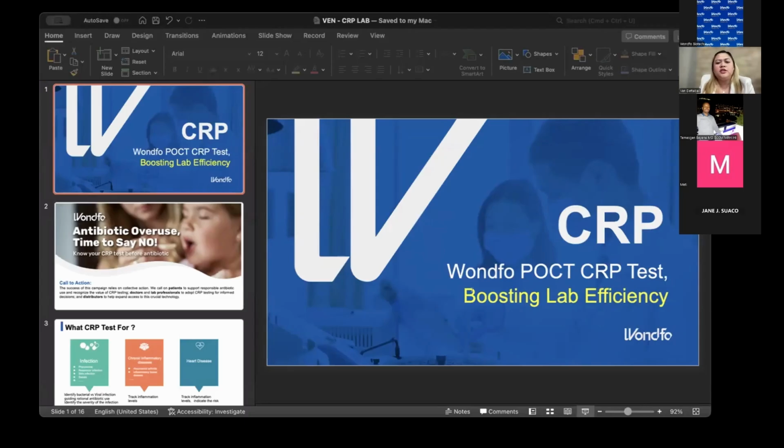So traditional CRP testing takes hours, sometimes even days, leading to bottlenecks and delays in care. OneFull's 3-minute testing capability dramatically improves lab workflow and enables timely clinical decisions.